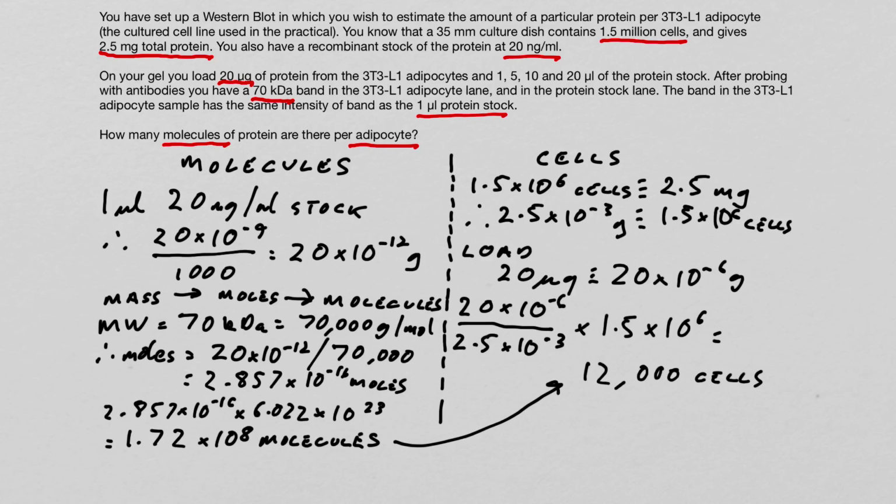Now this 1.72 times 10 to the 8 molecules came from 12,000 cells. Therefore we just need to divide that number by 12,000, and that will give us the number of molecules per adipocyte, which in this case is 14,000.